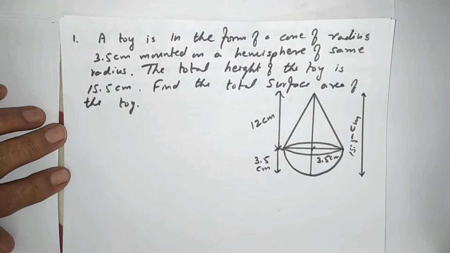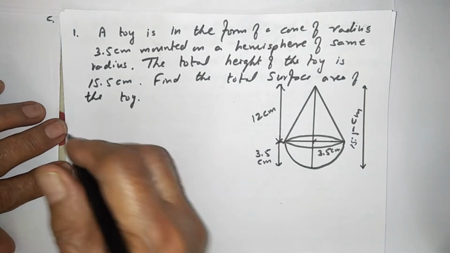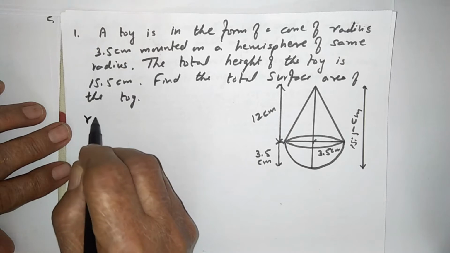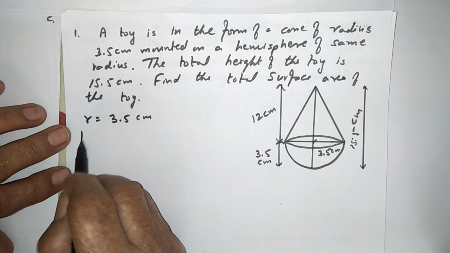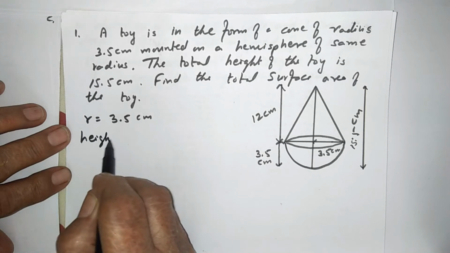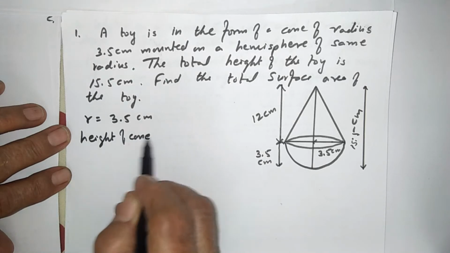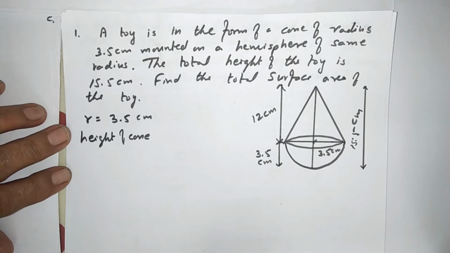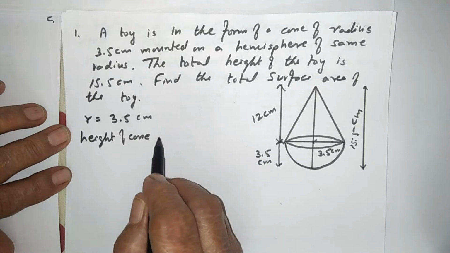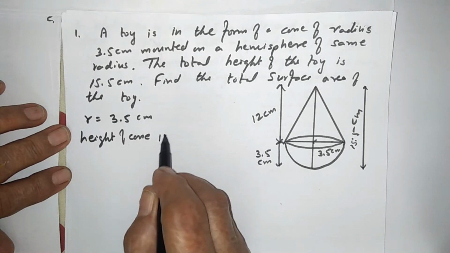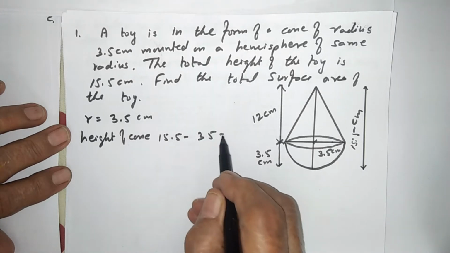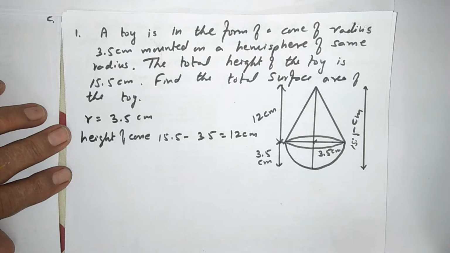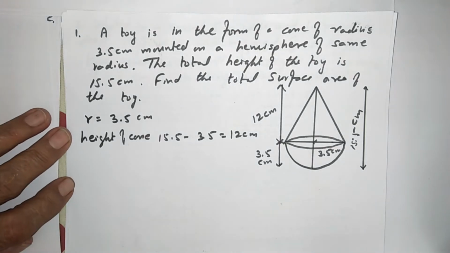Now radius is same for both the shapes. R is equal to 3.5 centimeter. Height of cone: total height is 15.5, and if you subtract the radius or height of the hemisphere, you will get the height of the cone. 15.5 minus 3.5, 12 centimeters. This is the height of the cone.